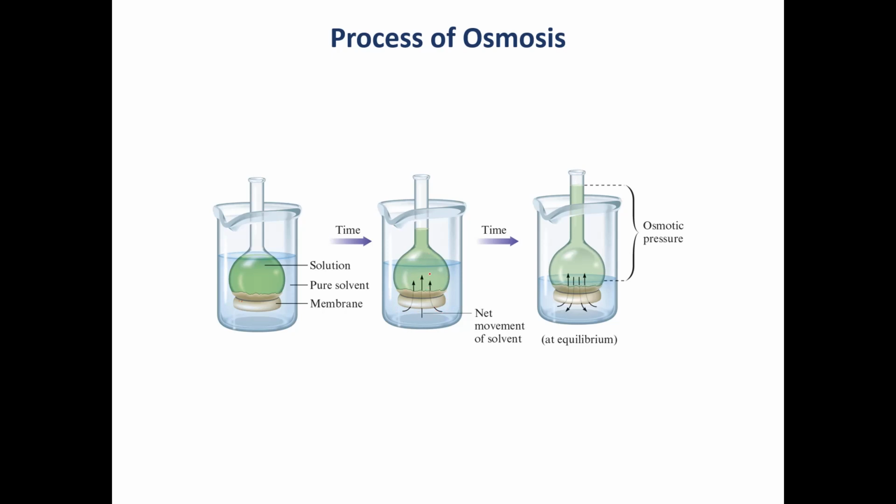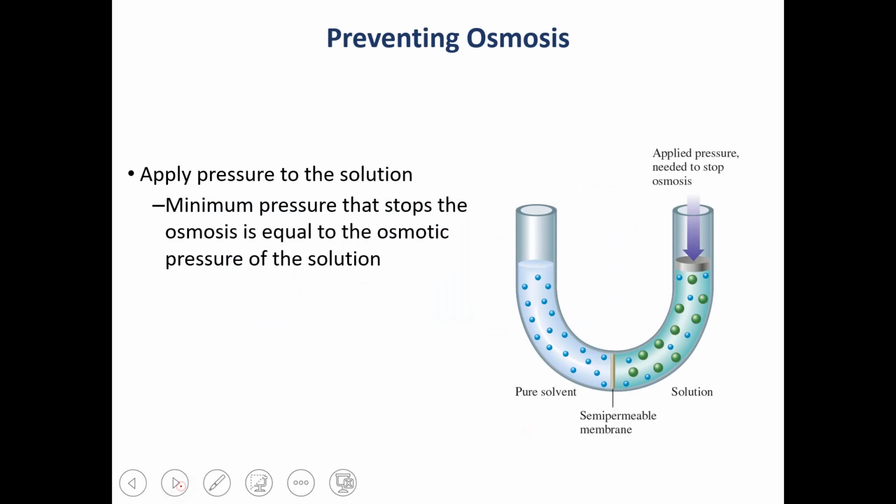So over time, the pure solvent is going to pass through the membrane into the solution in the flask. We just keep adding more liquid to this flask, which is going to increase the osmotic pressure. So we can determine the osmotic pressure by applying pressure to the solution and determining how much pressure we need to stop the process of osmosis.